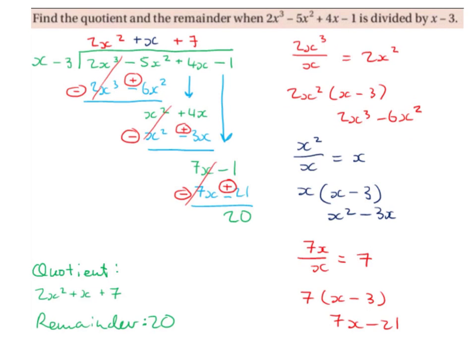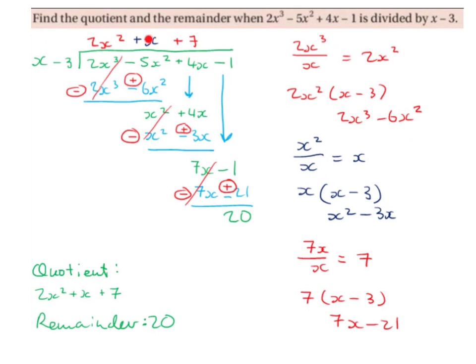2x cubed minus 2x cubed cancels. Minus 5x squared plus 6x squared leaves me with 1x squared, or just x squared. Then I bring down the plus 4x and I start again. I take the highest power of x inside my bus stop, x squared, divided by the highest power of x outside my bus stop, which is x. X squared divided by x just leaves me with x.